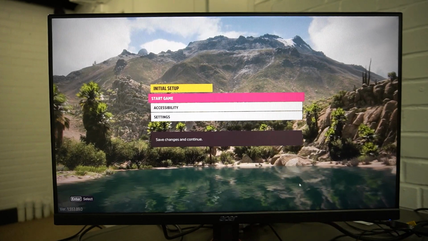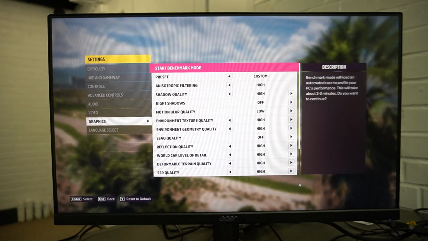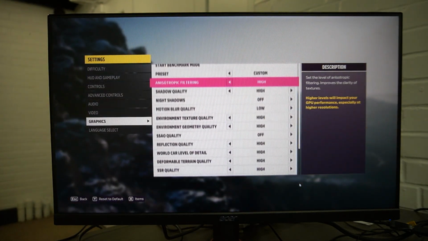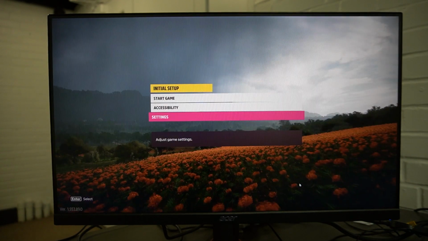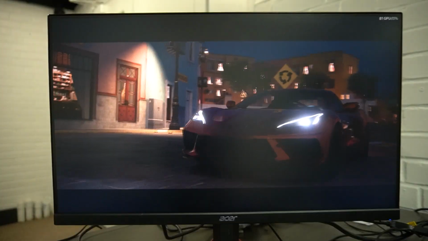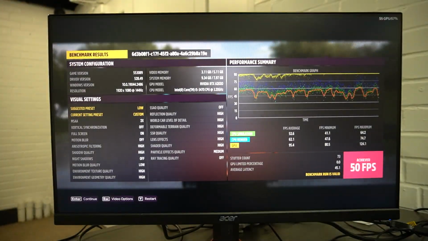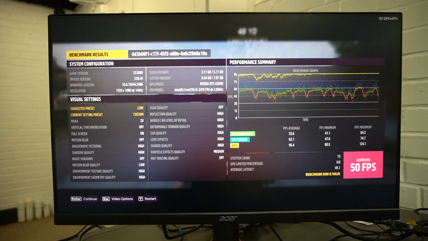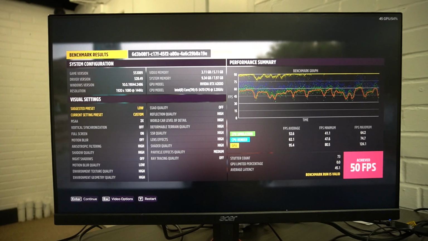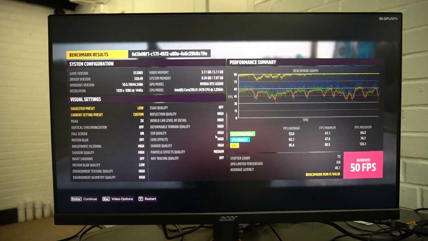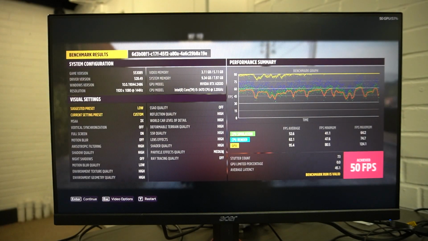Okay, so we got 4 of 5. These are the settings. I tried to go for high all around with motion blur low and ray tracing off because no way. Anyway, let's see how well it does in the benchmark. Achieved 50 FPS, so it can't even do high. This is worse than I thought. So it's not gonna run high, unless the CPU is bottlenecking it that hard.